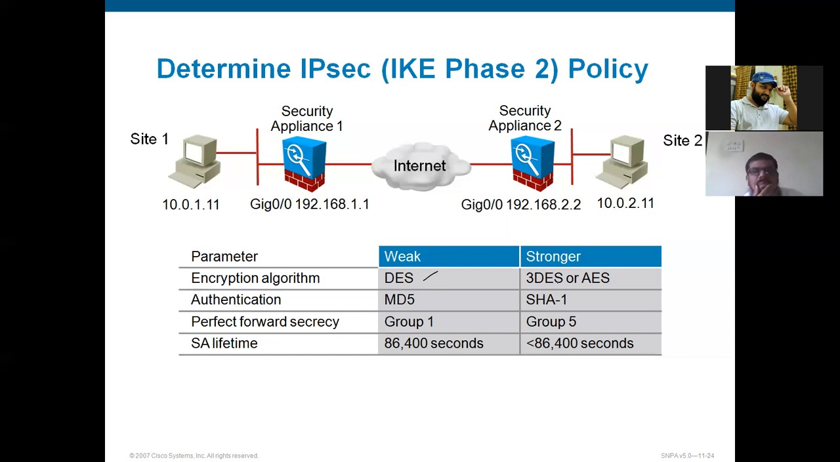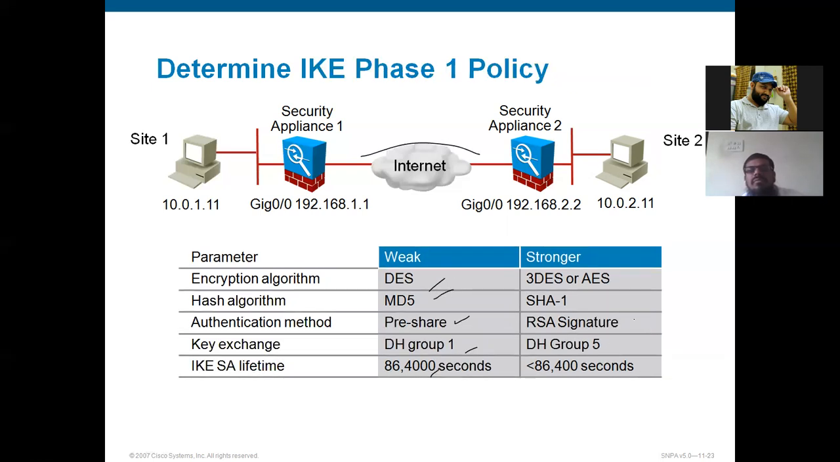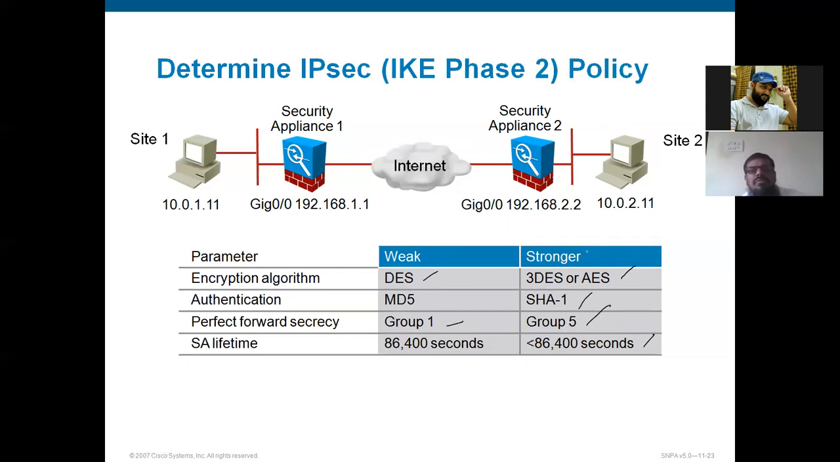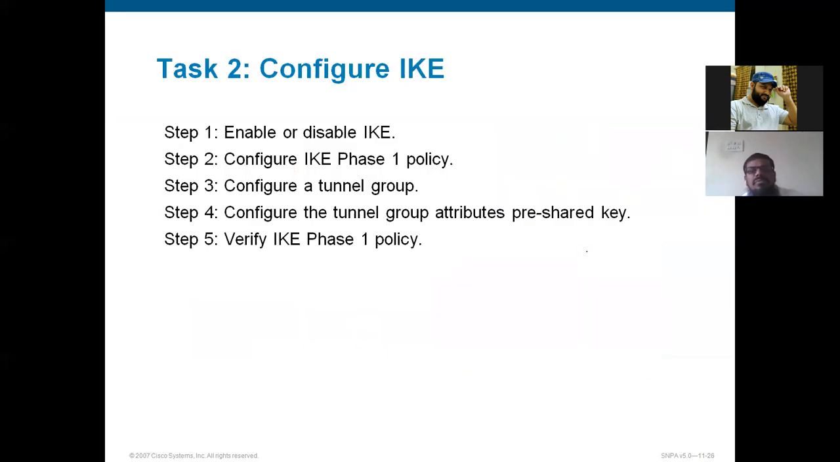Okay, weaker or stronger. You need to take the stronger: AES instead of DES, 3DES, more security. SHA1 instead of MD5. Diffie-Hellman group 1 instead of group 5 is more secure. And this one, timing. Similarly here also, these are the highest, these are the stronger parameters. So stronger gives you more security. So this is the parameter we use.